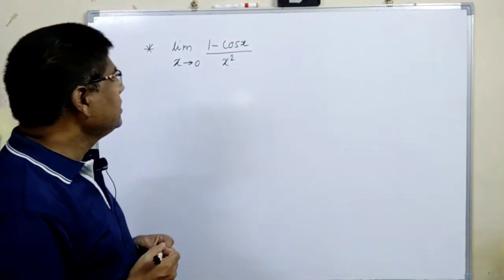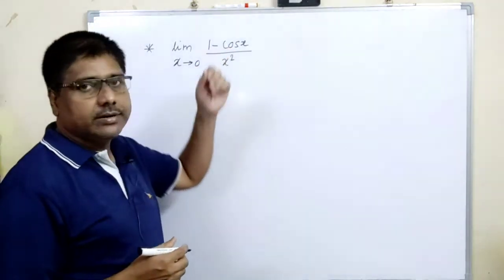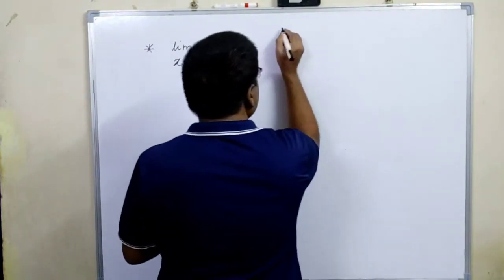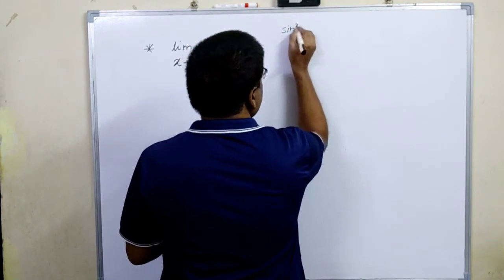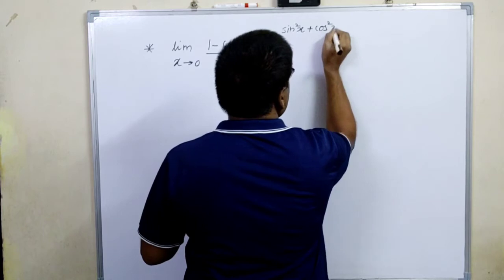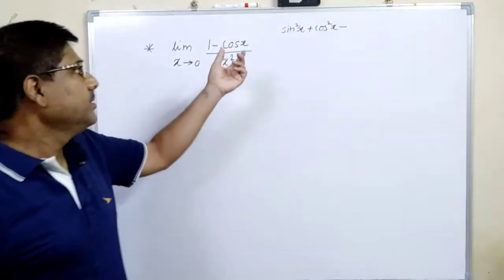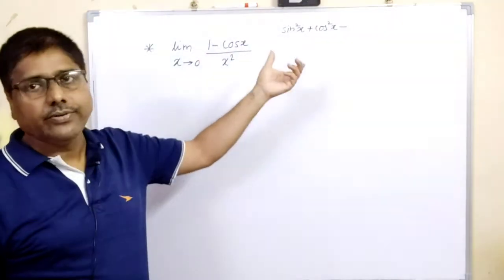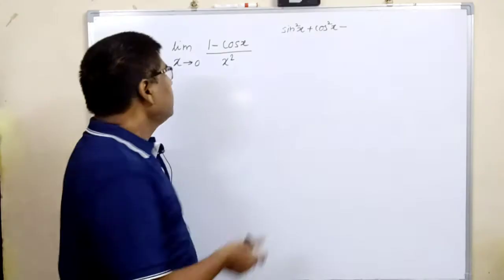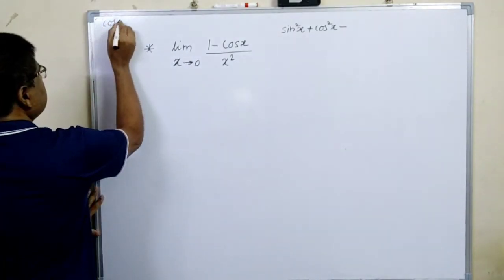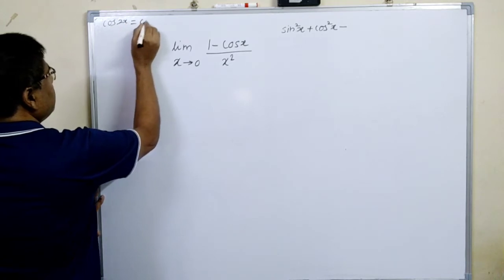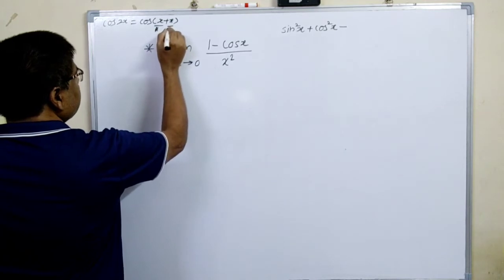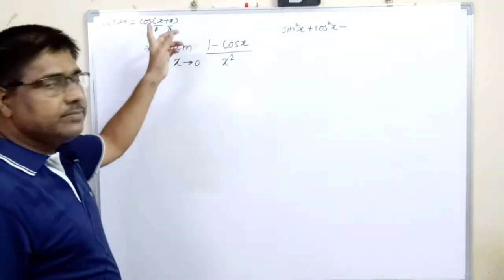To solve this problem, let us first simplify the numerator by using trigonometric formula. For 1 we can write sin square x plus cos square x. And let us write the cos a plus b formula for cos 2x. Cos 2x can be written as cos of x plus x. Apply here a plus b formula. Here value of a and b are same, x and x.